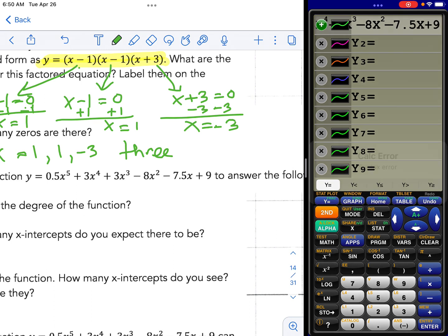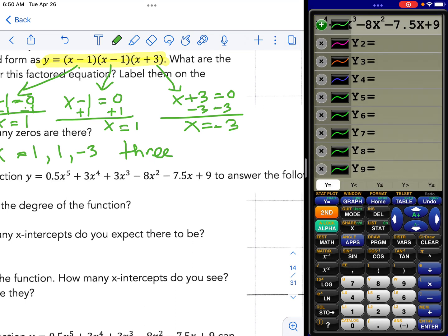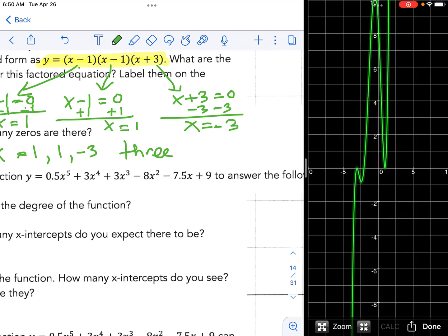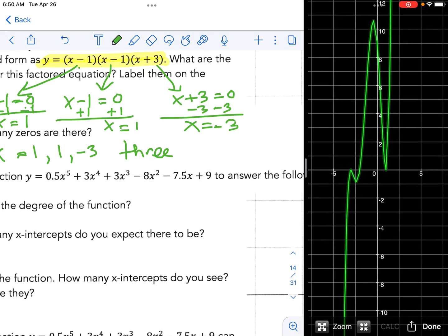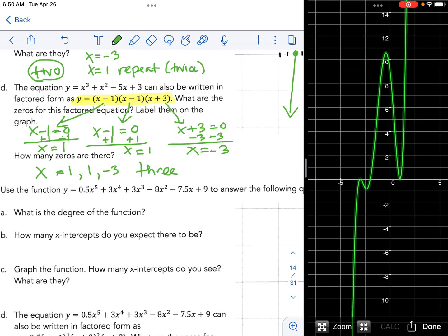Okay, I have a calculator error. Interesting. That was a long function. Let's go back here. 0.5x. Oh, I've got 2 plus signs. We don't need 2 plus signs. There we go. Okay, now I can graph it. So I've got something that looks like this. I'm just going to squash it vertically a little bit so we can get it all on the graph.